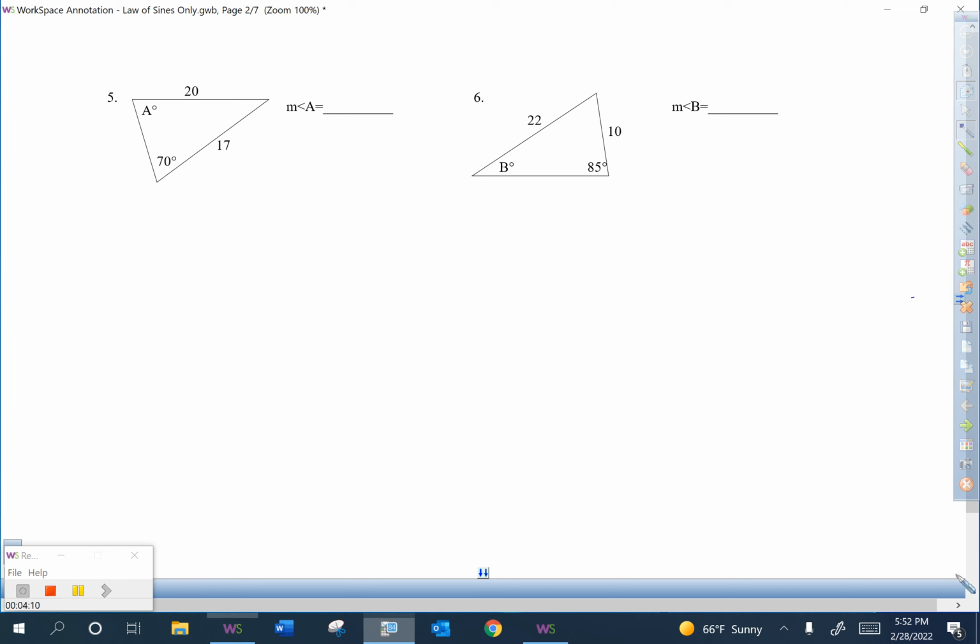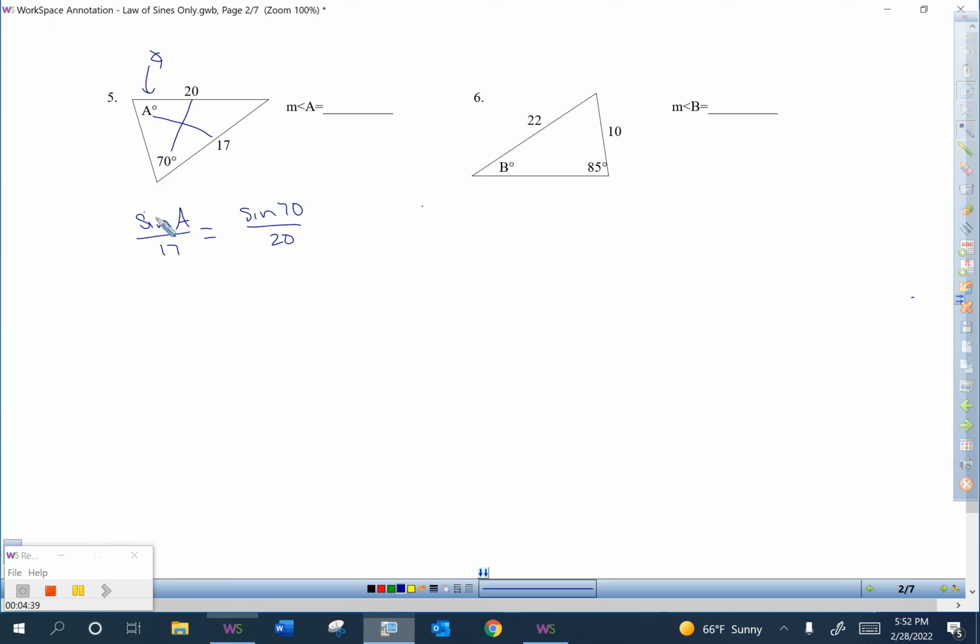The next couple examples you'll notice are variables on the inside. Same process, we're going to match our variable up with the thing across from it and try to find another pair. In this case, we've got our 20 and our 70 set up. Okay, but because A is an angle, remember angle has to go with sine. So this will be sine of A over regular 17 equals the sine of the other angle, 70, over 20.